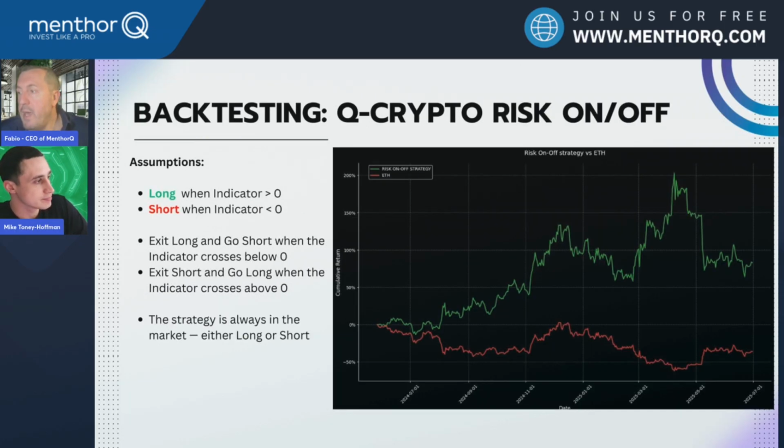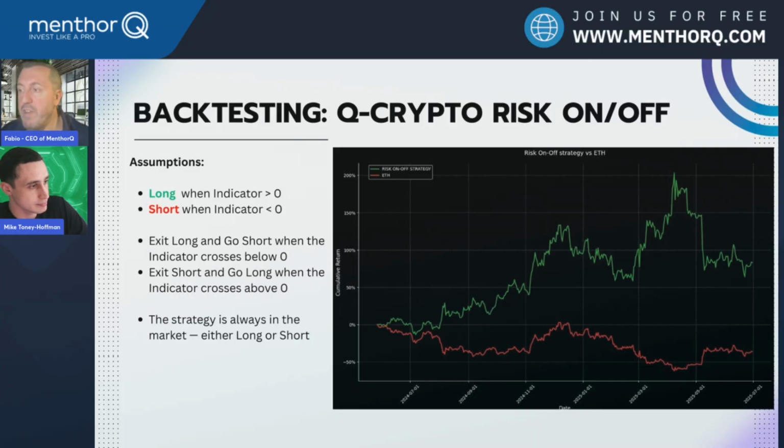I'm going to show this. It's just a simple back test. This was taken 2 months ago, so it doesn't account for the recent Ethereum rally. When we launched the product at the beginning of July, we took this data and created a simple back test. Essentially, the red line is the buy and hold of Ethereum, and the green line is using the risk on and risk off indicator.